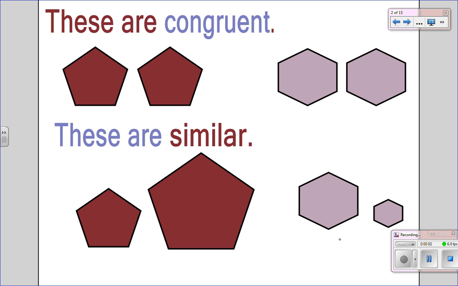Today we'll be looking at similar polygons. If you remember last semester, we looked at congruent polygons before Christmas break. In congruent polygons, all the angles were congruent and all the sides were congruent, and you can see these top two examples here. In similar polygons, you can see that the shape is the same, but the size of each side is not the same.